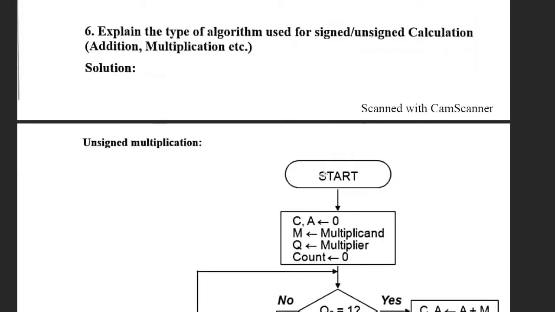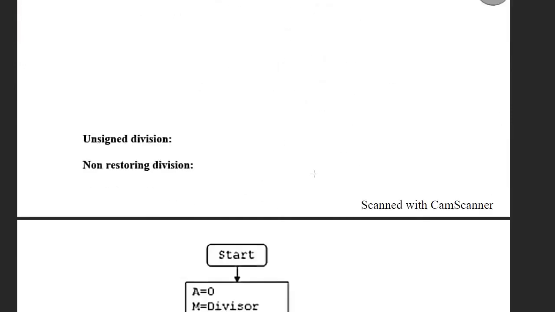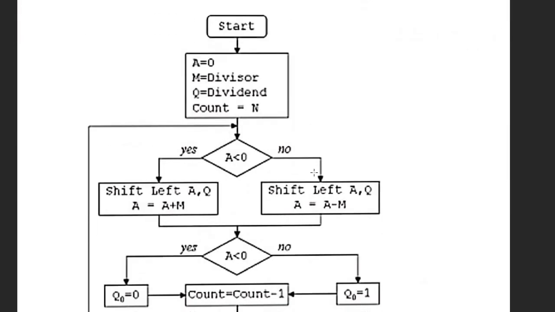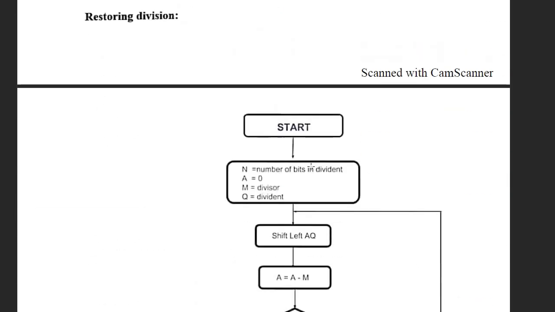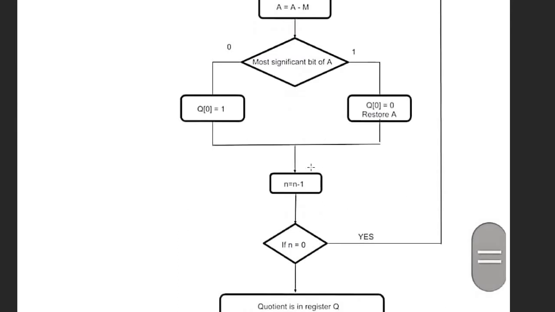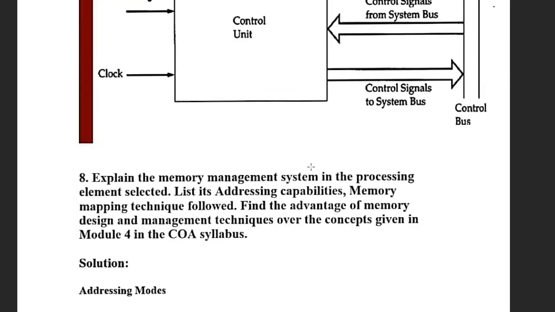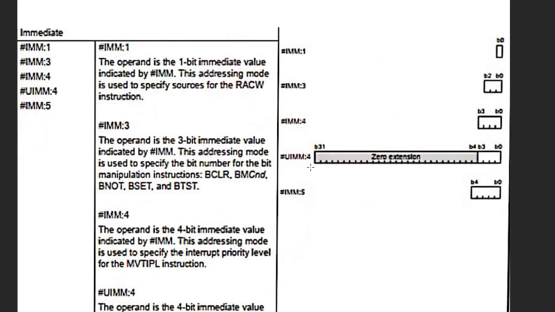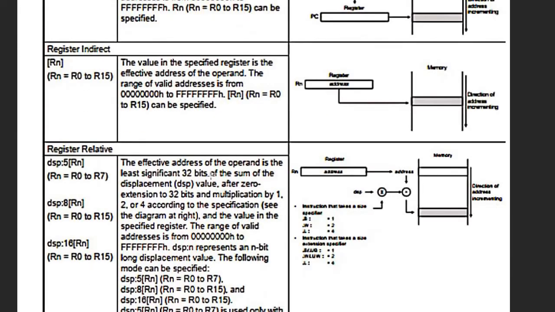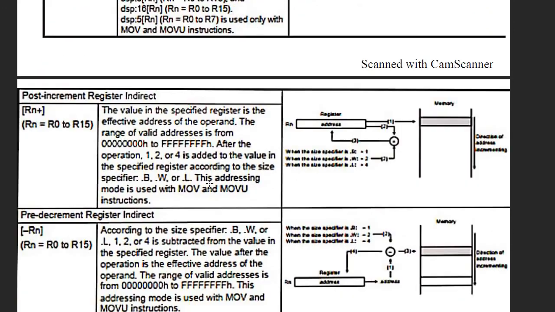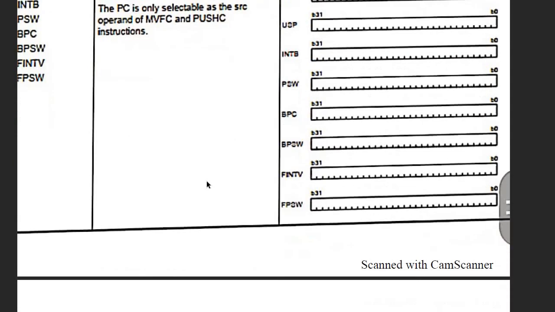And this is the unsigned multiplication of the microcontroller which I've chosen. This is the unsigned division for the microcontroller, and this is the signed division, and this is the solution. Again, all these look a bit blurred during the recording, but the clarity is much better in the actual document I've already uploaded.